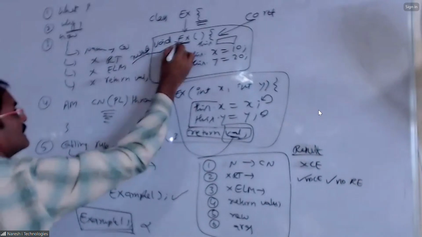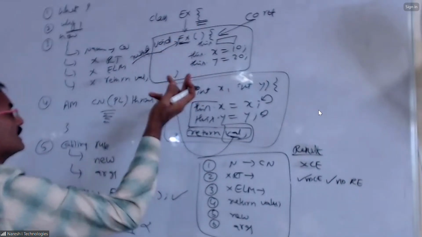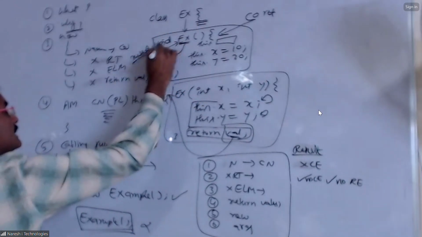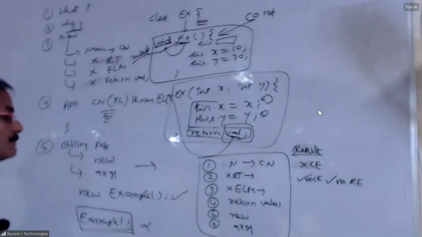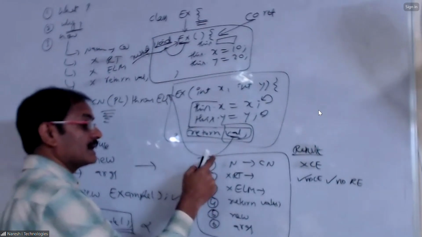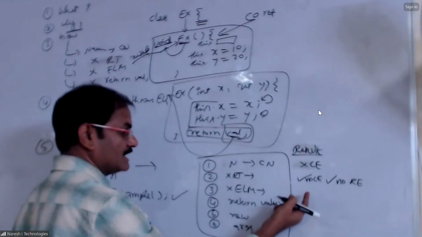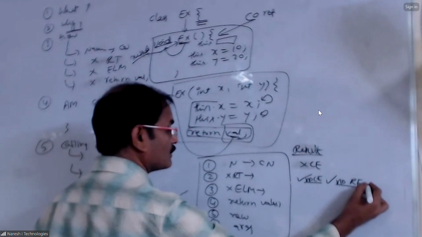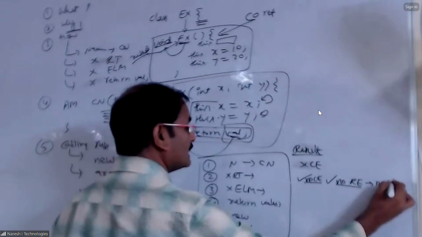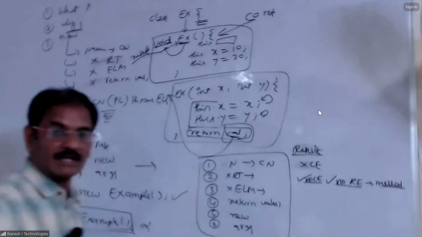Tell me, can a method name be the same as the class name or not? Yes. Then if it contains return type void, there is no compile time error. Repeat once again: a constructor should not have a return type. If I provide a return type, is there any compile time error? No compile time error, no runtime error. It is considered as a method.